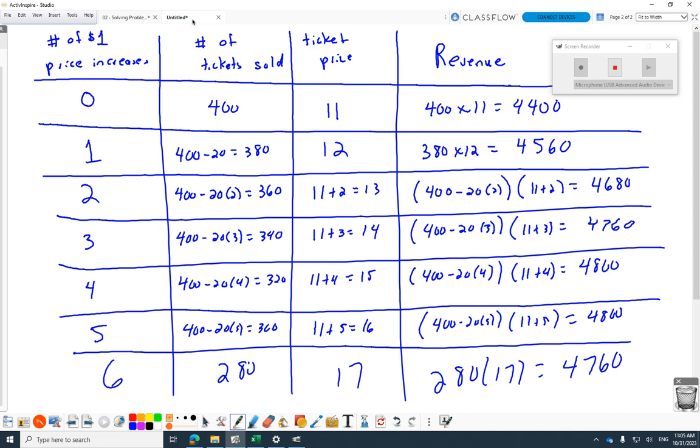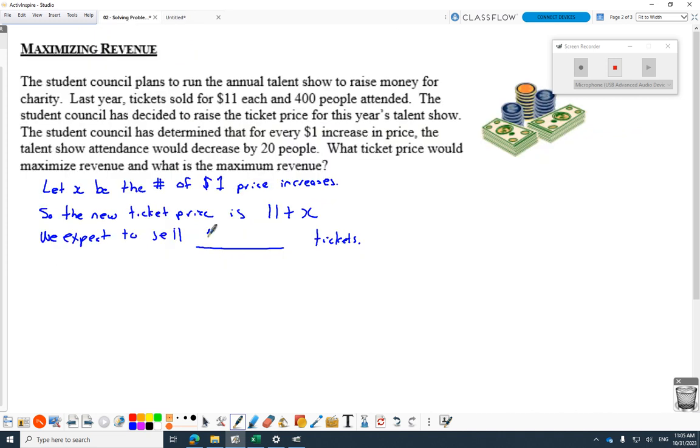When it was 1, it was 400 minus 20. 2 is 400 minus 20 times 2. 3, 400 minus 20 times 3. 4, 400 minus 20 times 4. How about x? 400 minus 20x. Don't underestimate how difficult that line of mathematics is to come to. That is difficult. Look at how long it took me. 30 minutes to get to the point where I could explain why it's 400 minus 20x.